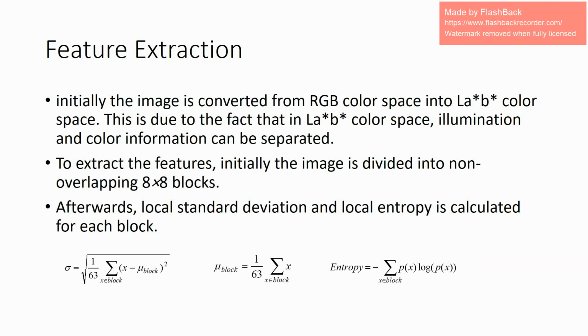Initially, the image is converted from RGB color space into LAB color space. This is due to the fact that in LAB color space, illumination and color information can be separated. To extract the features, initially the image is divided into non-overlapping 8x8 blocks. Afterwards, local standard deviation and local entropy are calculated for each block. The formulas for calculating these features are shown here.